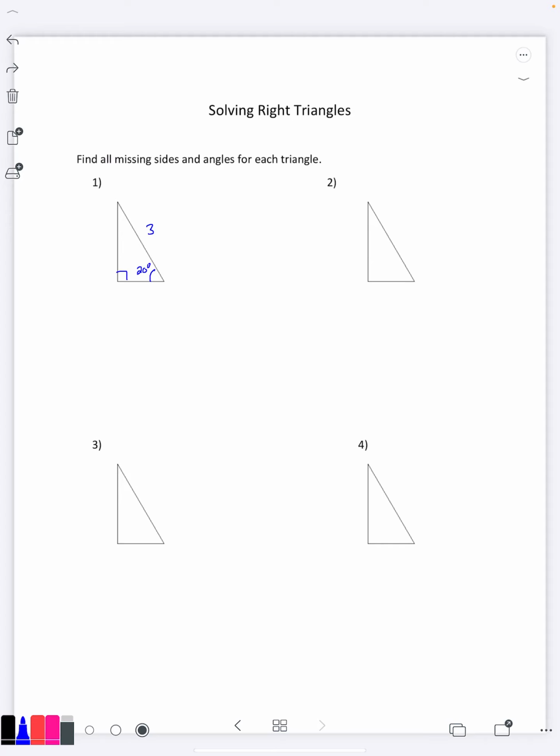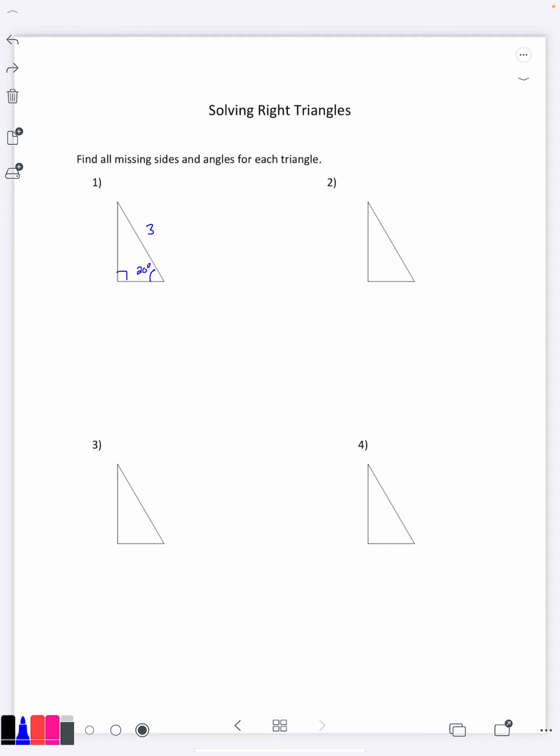If this was a 45, 45, 90 right triangle, we could get the answer using those special triangle rules. If this was a 30, 60, 90 right triangle, we could use those special values to get the answer. But it's not. So instead, we're going to use the trigonometric functions we have learned about, as well as our calculator to help us in order to figure out these missing sides and angles.